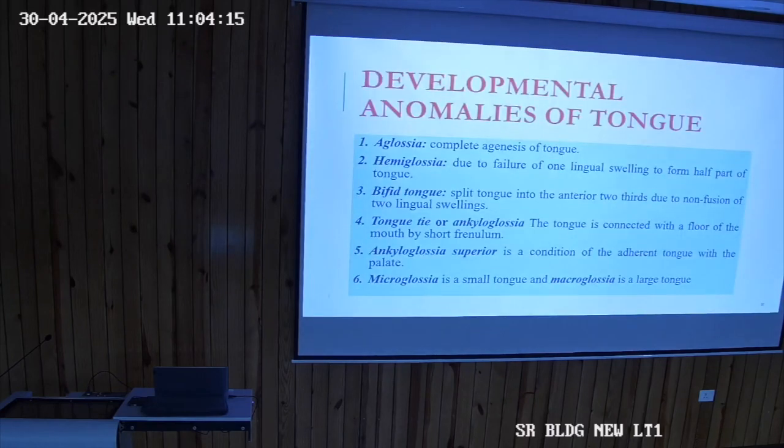Anomalies: aglossia is absence of the tongue. Hemiglossia, if one side did not fuse, then hemiglossia. Then bifid tongue, if in the anterior part there is non-fusion of the two lingual swellings. Then tongue tie is basically a short frenulum. If you raise your tongue, there is a frenulum which is attached to the floor of the cavity. If it is shortened, then there is a tongue tie. Ankyloglossia superior is basically adherence of the tongue to the palate. And last is microglossia, which is reduced size of the tongue. So this completes our topic of today.